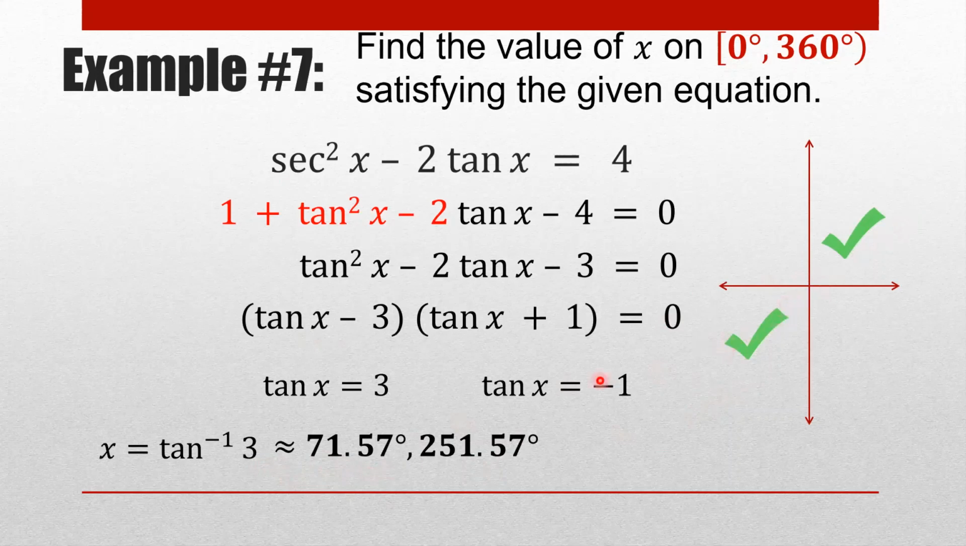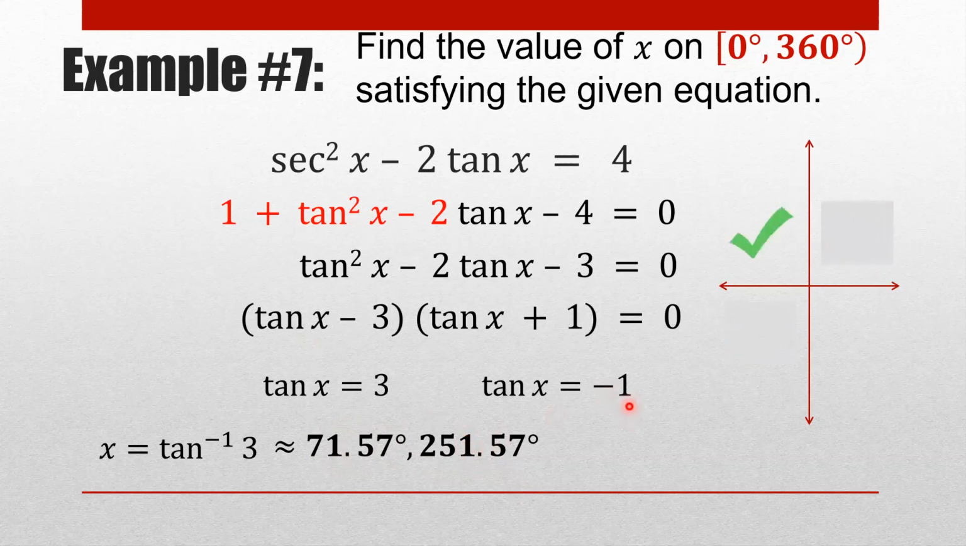Yung counterpart niya, ito lang ang ibibigay ni calculator, the principal value, kasi siya lang yung nandun. Pero, remember, kailangan natin yung counterpart sa third quadrant. So, 180 plus that 71.57 will be 251.57 degrees. Kaya dapat hindi tayo dependent sa calculator kasi the calculator will only display this. Okay? Not this one.